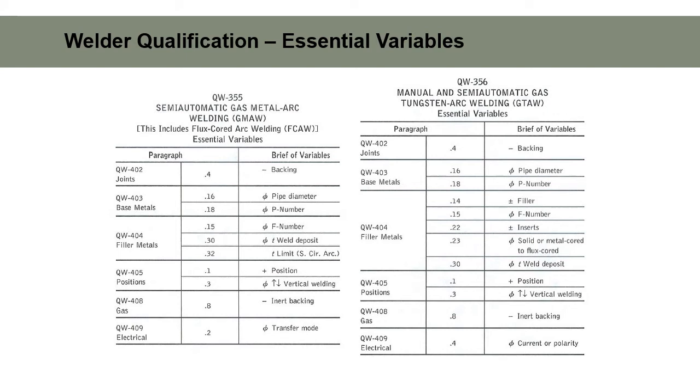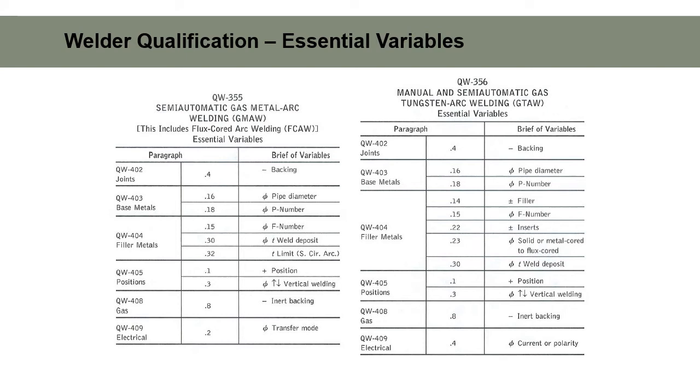You've got, is the guy using backing, base metals, pipe diameter, filler materials, what positions is he using, is he going up and down in his positions, what's his vertical mode of travel. Is he going vertical up or vertical down? Do we have inert backing when we're welding, backing gas, and the polarity if we're on gas tungsten.